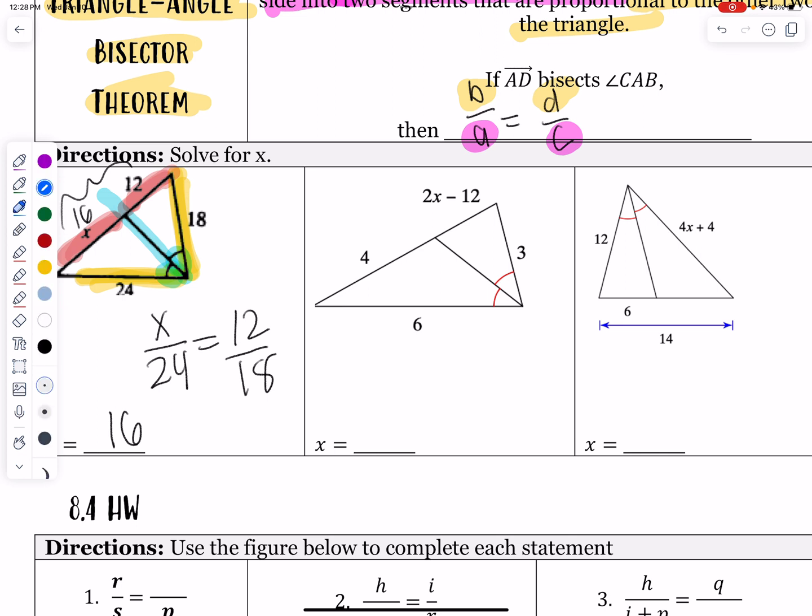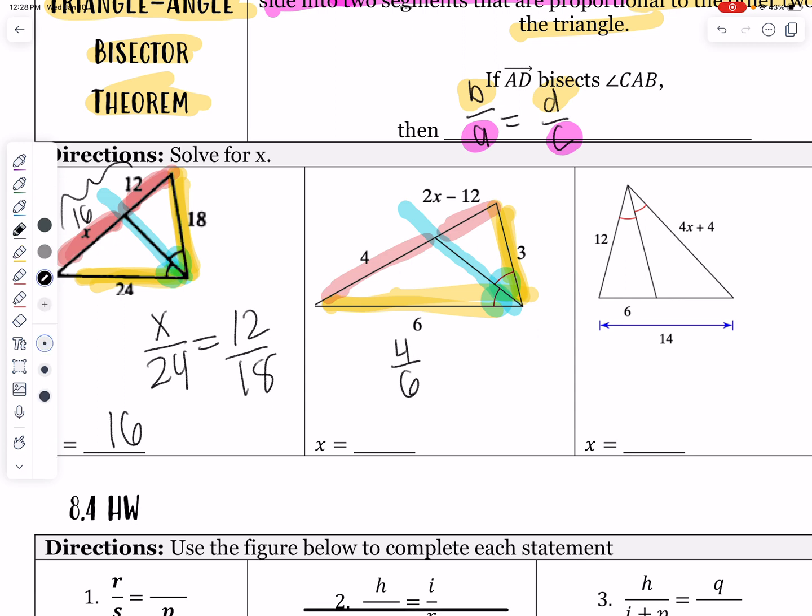Okay. So you always have to start with, do I have the thing that allows me to do the procedure? This is an angle bisector, so I am able to use this procedure. So that third side gets split into two pieces. Those two pieces are going to be in a ratio with these full pieces. And so that would be 4 over 6 should be equal to the relationship between 2x minus 12 and 3. So orange over yellow equals orange over yellow.